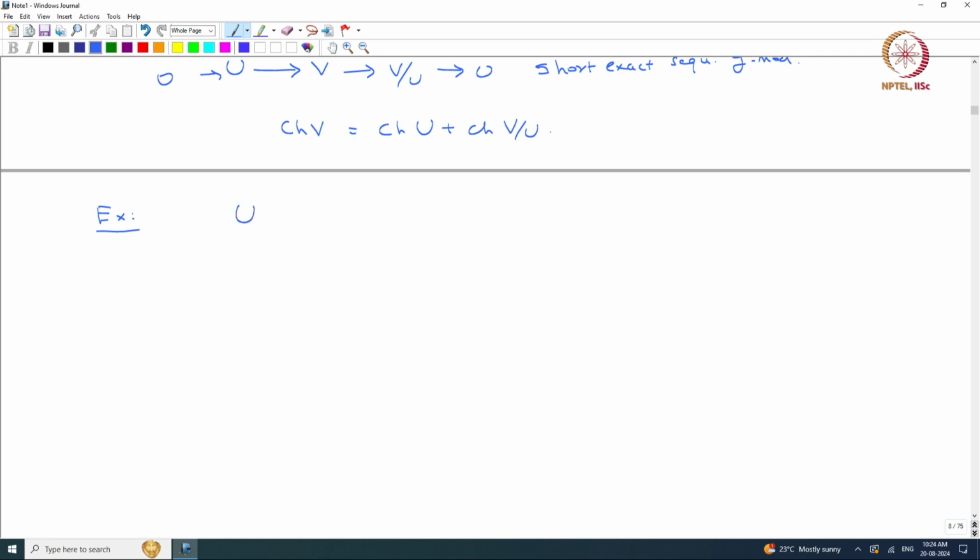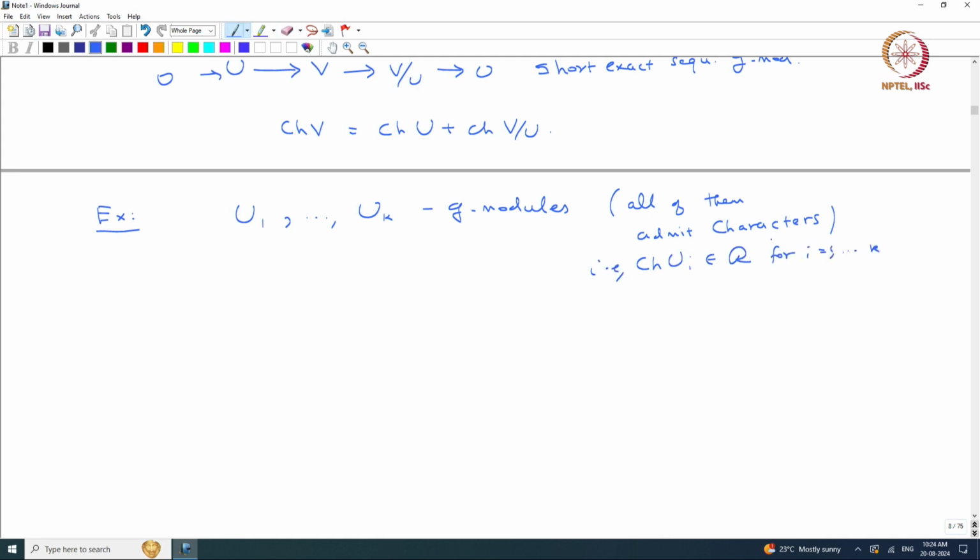Let us say we have U1 etc. UK being G modules, and all of them admit characters. That means the characters of all these modules are elements of our ring, the character ring. So, the characters of U_i are all inside R for i ranging from 1 to k. If this is the case, then what happens?